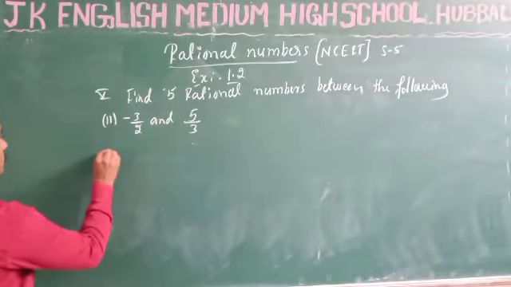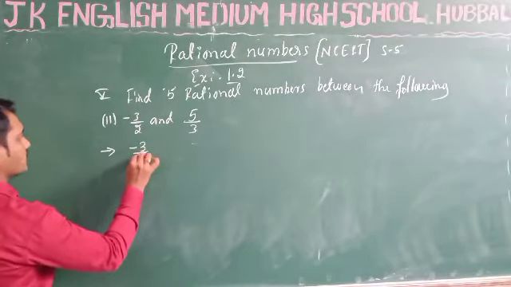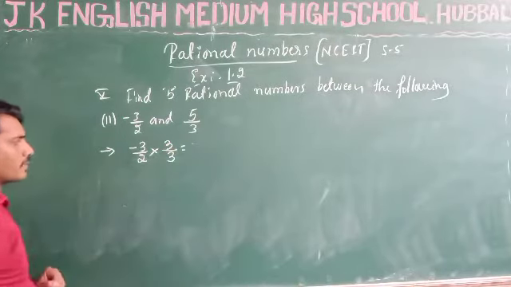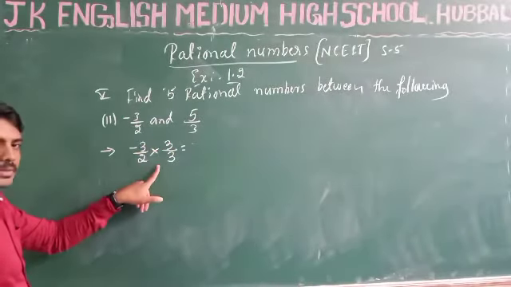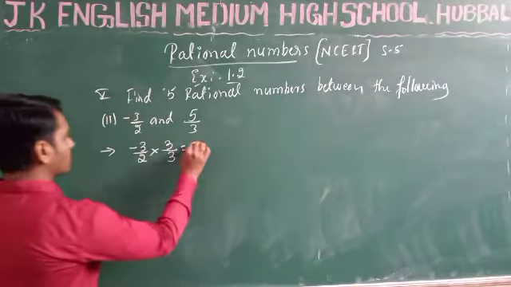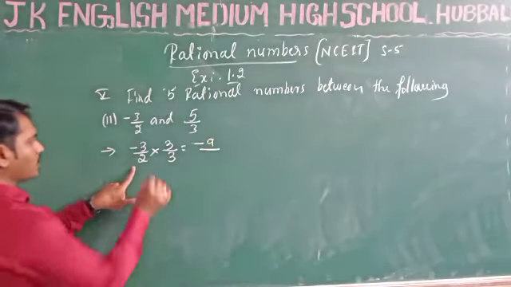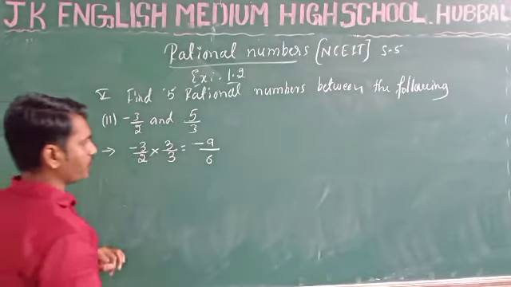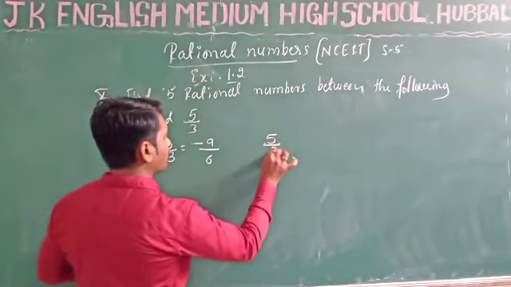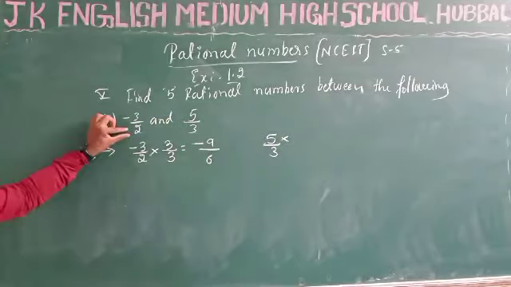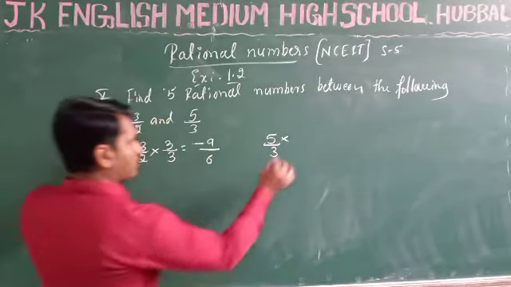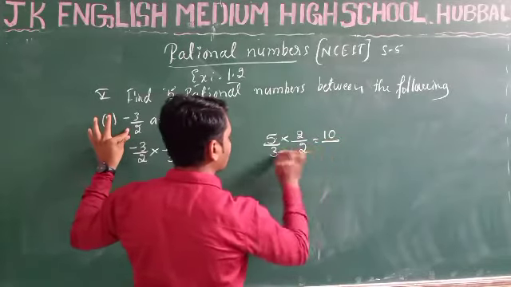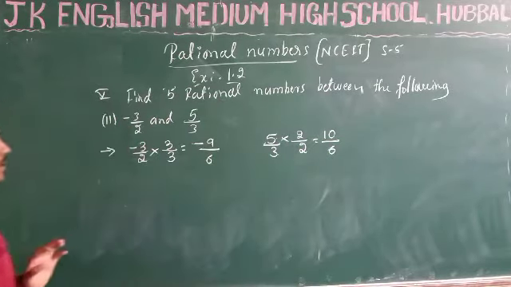Okay, we now find the 5 rational numbers between minus 3 by 2 and 5 by 3. So look at the question. First, minus 3 by 2 as it is, what will we do? Multiply 3 into 3, one time numerator and one time denominator. 3 3s are minus 9, 2 3s are 6. Clear? Now take 5 by 3 as it is. Multiply its numerator and denominator by 2: 5 2s are 10, 3 2s are 6.